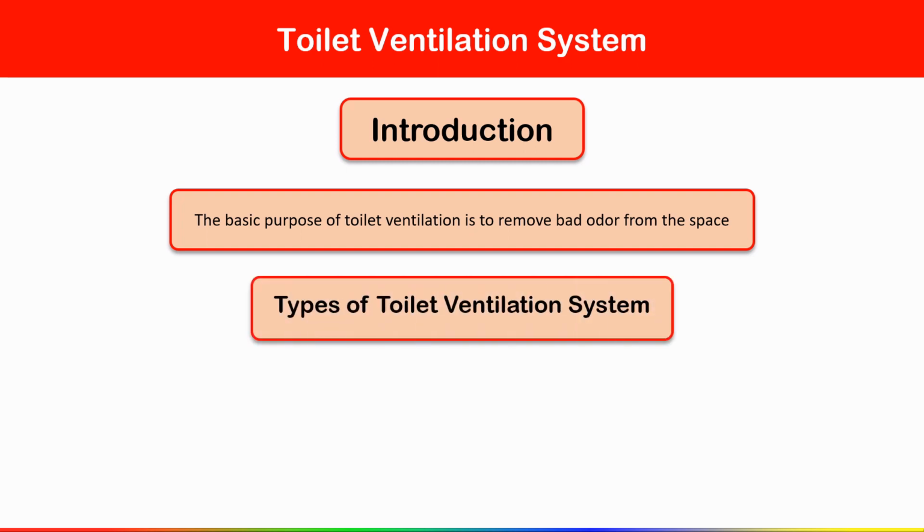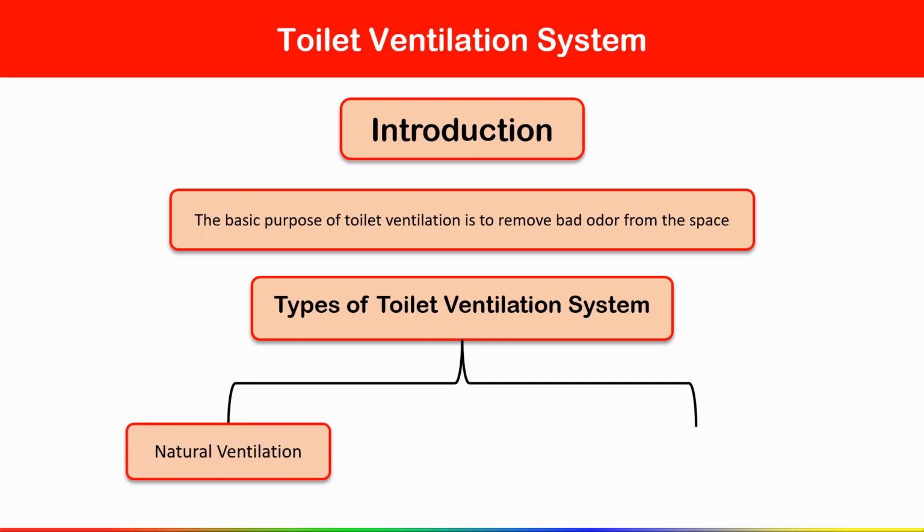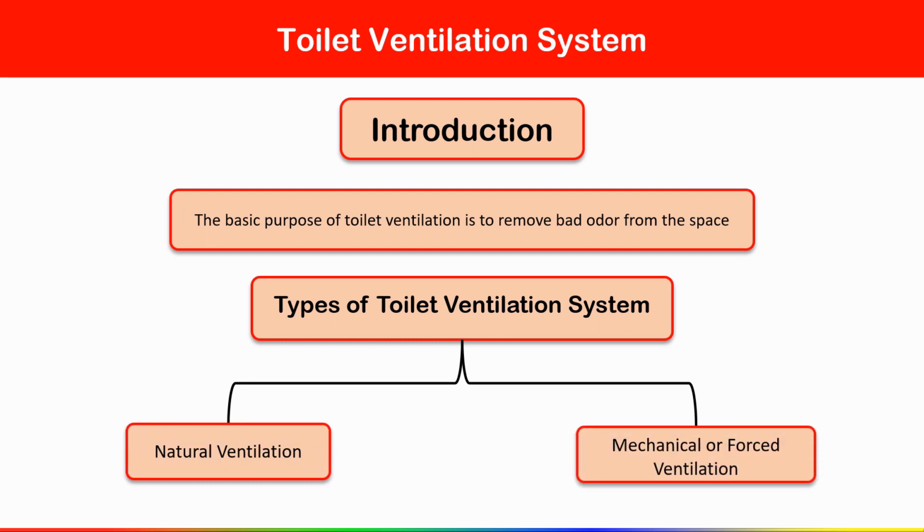Now, types of toilet ventilation. Generally this toilet ventilation system may be classified into two types. What are they? First is natural ventilation, second is mechanical or forced ventilation. Now we discuss one by one what is natural ventilation and why it is important, and what is mechanical or forced ventilation.